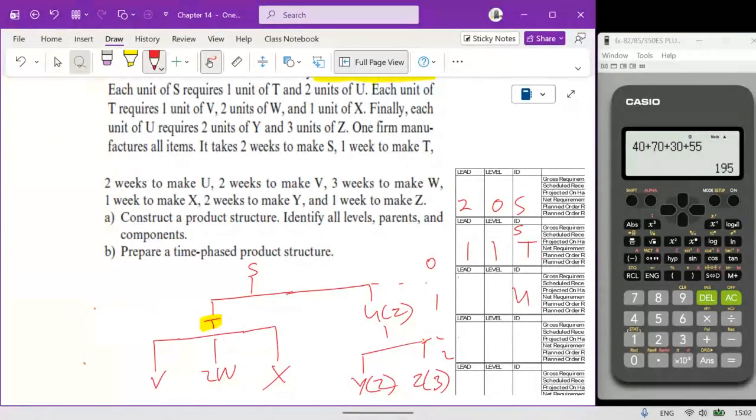Then U now. U, it's times 2. It comes from S. It's 2. Then level, it's 1. Weeks, 2 weeks to make U. Then 2 weeks to make V. Low level 2. V comes where? Comes from T. It's only 1 that we need.